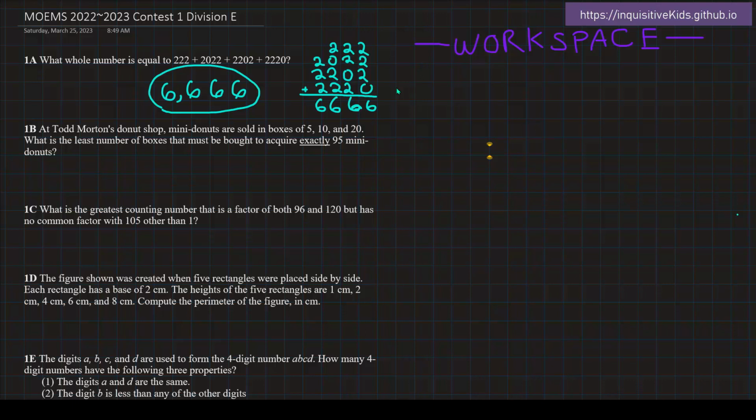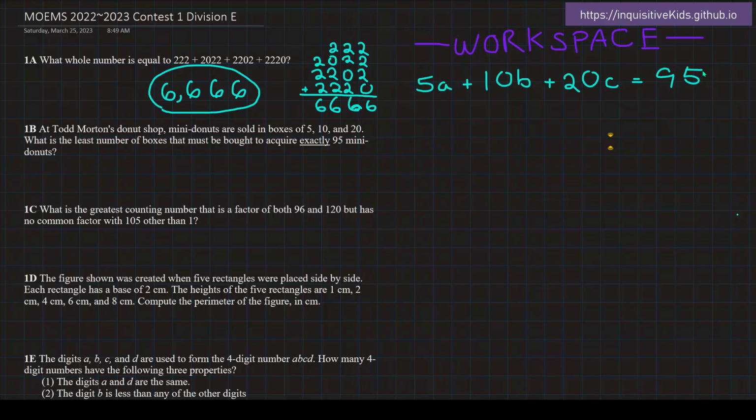Well, let's first write it in an equation. We don't know exactly how many boxes of what size we're going to buy. So let's say that we buy A boxes of 5, so that would be 5A, plus, let's say B, so 10B. B represents the number of boxes that have 10 in them, plus 20C. C represents the number of boxes that have 20 donuts inside them. And they sum up to 95 mini donuts exactly.